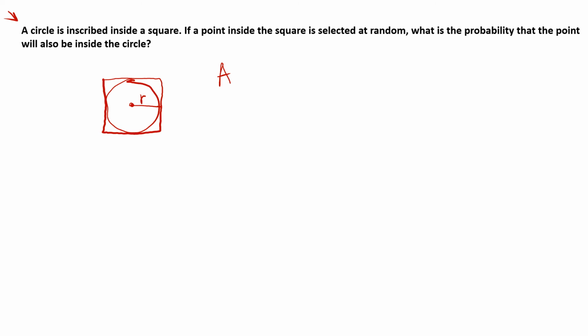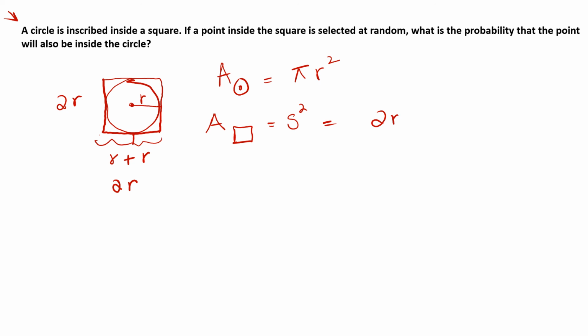What is the area of the circle? You know the area of a circle is pi r squared. Now the area of the square: from here till here it is r, and from here till here also r, so the length will be 2r, r plus r. Similarly the width, because it is a square, will also be 2r. The area of a square is s squared, that means 2r whole squared, so you get 4r squared.